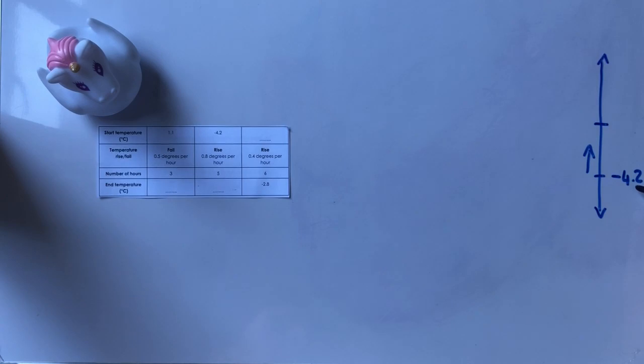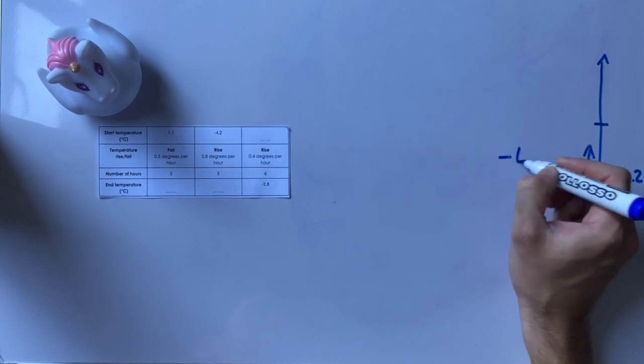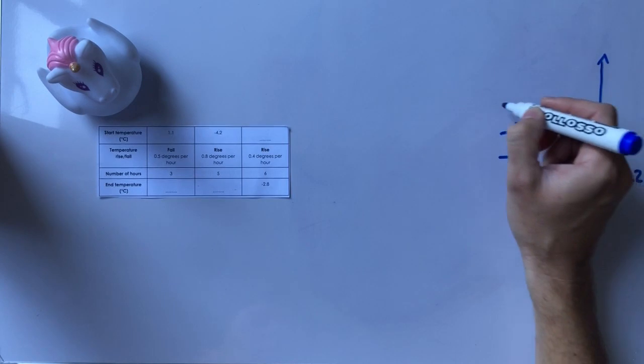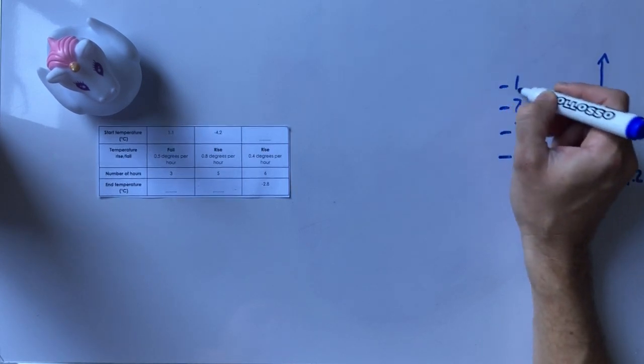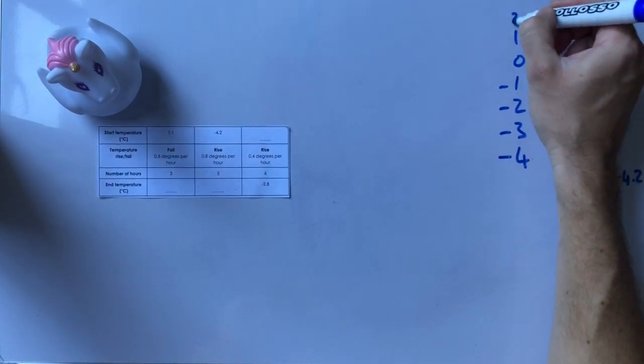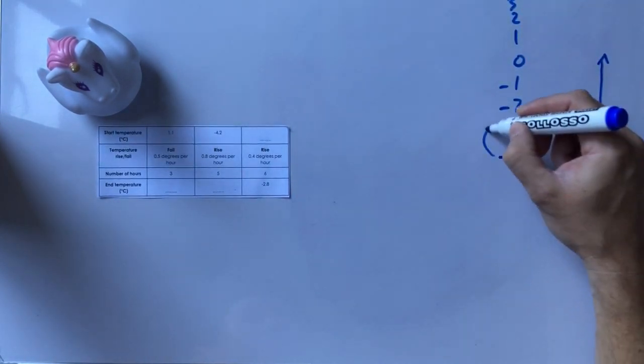So if the temperature is getting warmer, let's just forget about the 0.2. I know if I have negative 4 degrees and I make it warmer, it's going to be negative 3 degrees, and I make it warmer, it's going to be negative 2, negative 1. Eventually I'll get to 0. That's my 0. And then I'll get to 1, 2, 3. So this is what's going to happen.